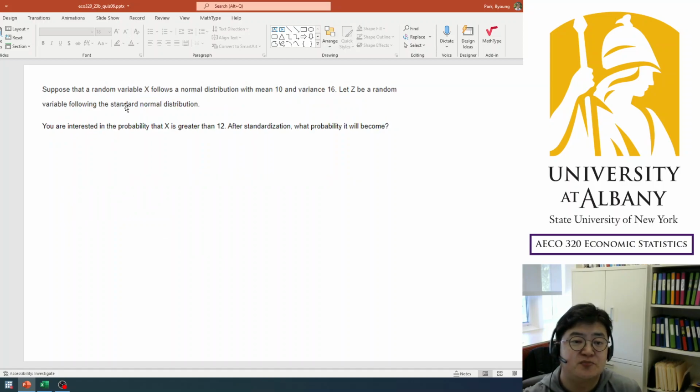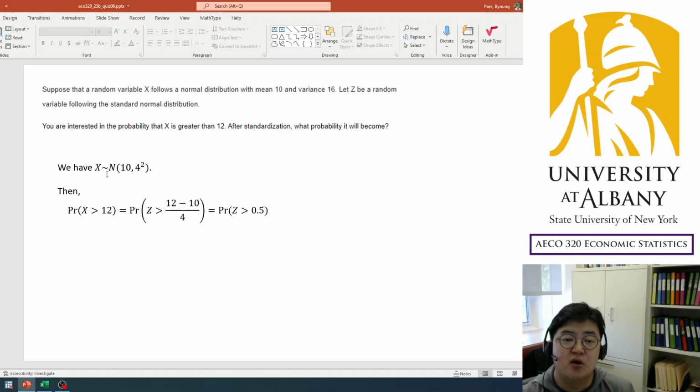Next question. Suppose that a random variable X follows a normal distribution with mean 10 and variance 16. Let Z be a random variable following the standard normal distribution. You are interested in the probability that X is greater than 12. After standardization, what probability will it become? So it asks you to do the standardization. That's it.